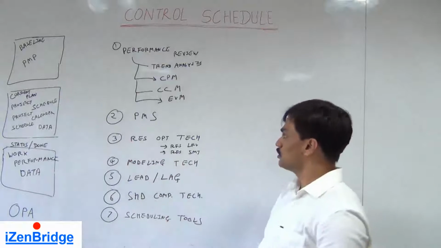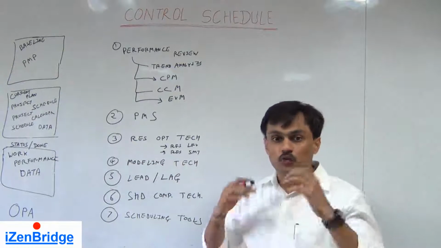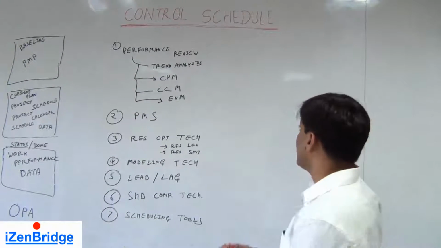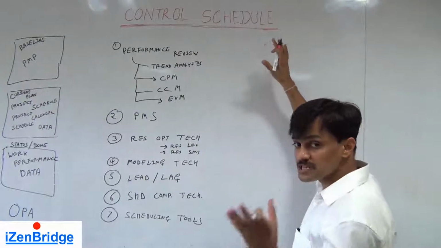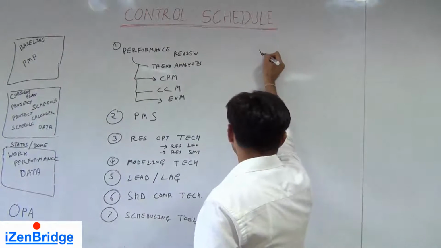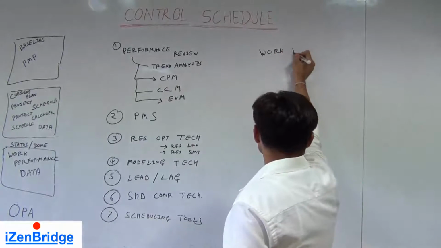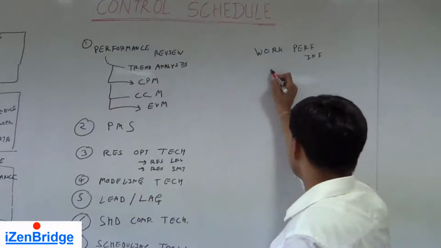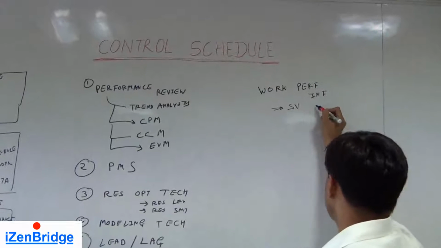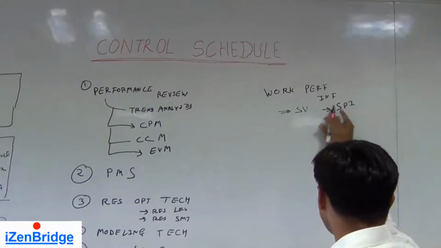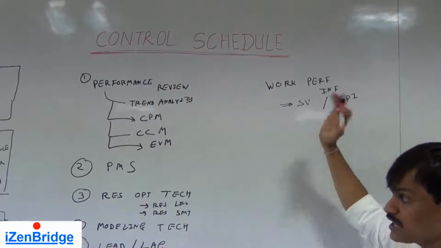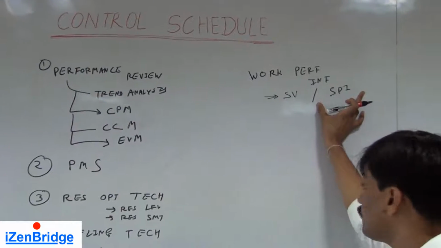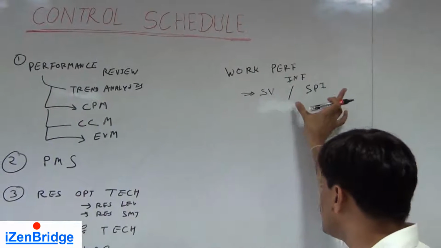Now we got the raw data, we saw the tools and techniques. Now we need to know the work performance information, because we got the work performance data, we applied these tools and techniques, and the control schedule process produces an output of work performance information. Work performance information like schedule variance or schedule performance index converts the raw data into an index which helps us identify the progress or the status of our current project execution.